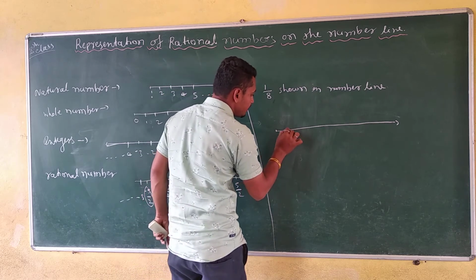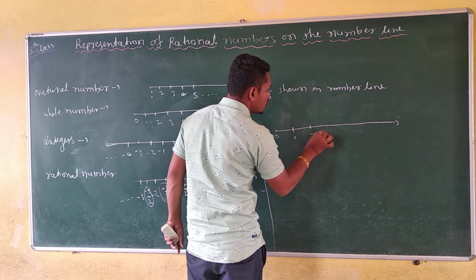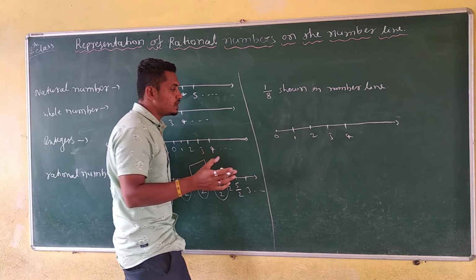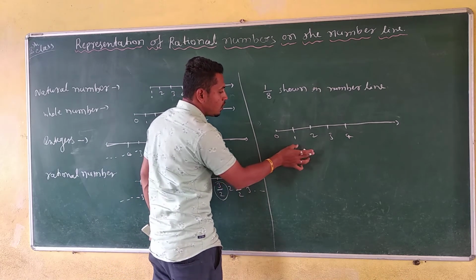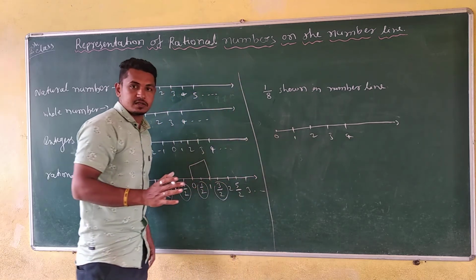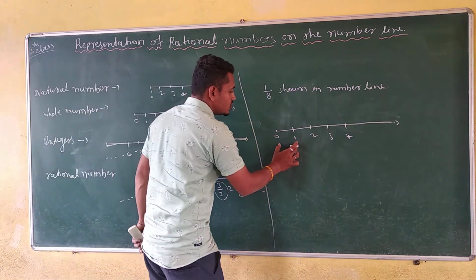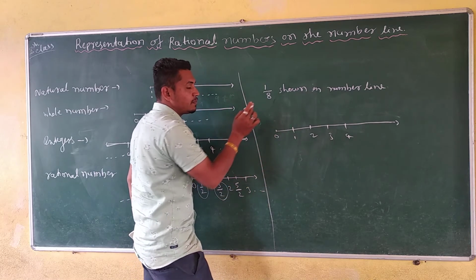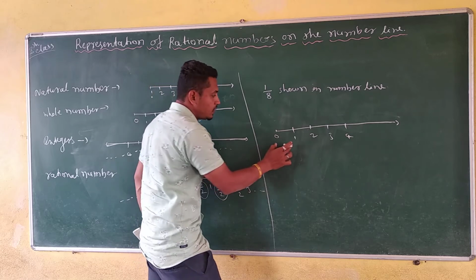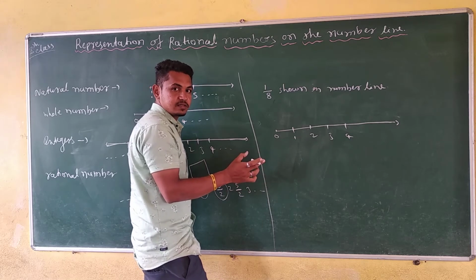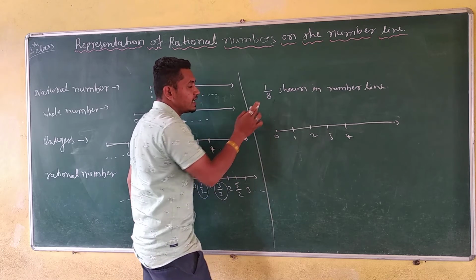Okay, see here: 0, 1, 2, 3, 4. In between two consecutive numbers, which means 0 and 1, or 1 and 2, or 2 and 3, or 3 and 4. These are the consecutive numbers. In between these two consecutive numbers, we have to divide into equal parts. How many equal parts? 8 equal parts.